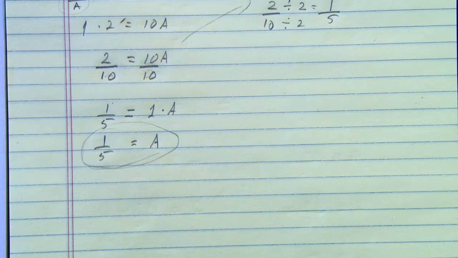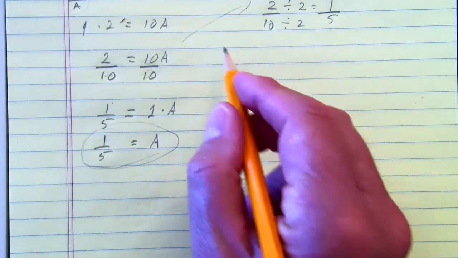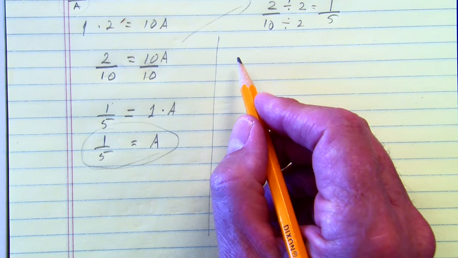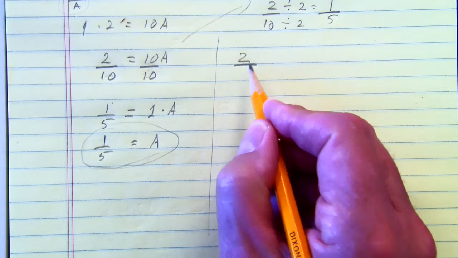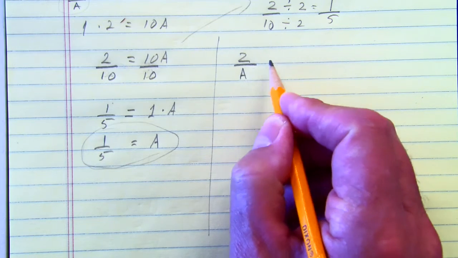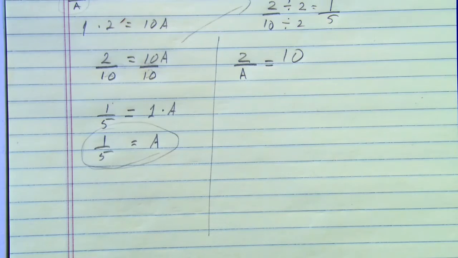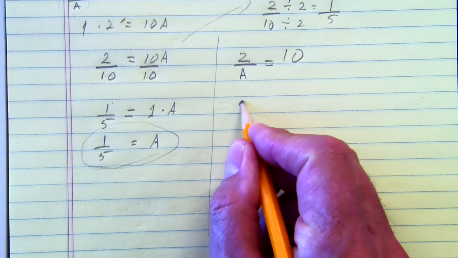Now, we want to check this. Always try to check your answers, all right? So to check this, let's plug this back in here into our original equation. 2 divided by a equals 10. Remember our original equation we started with, okay? 2 divided by a gives us 10. We've decided that a is 1/5 down here, so we're just going to stick it in.